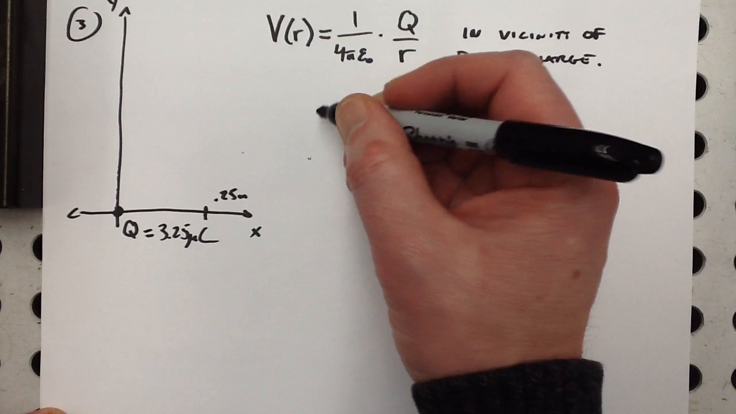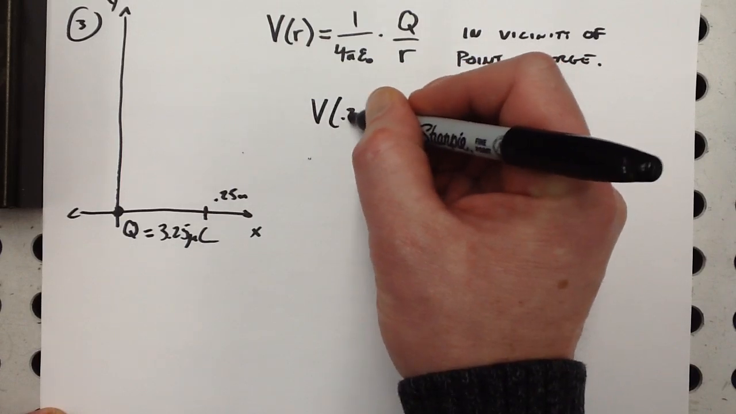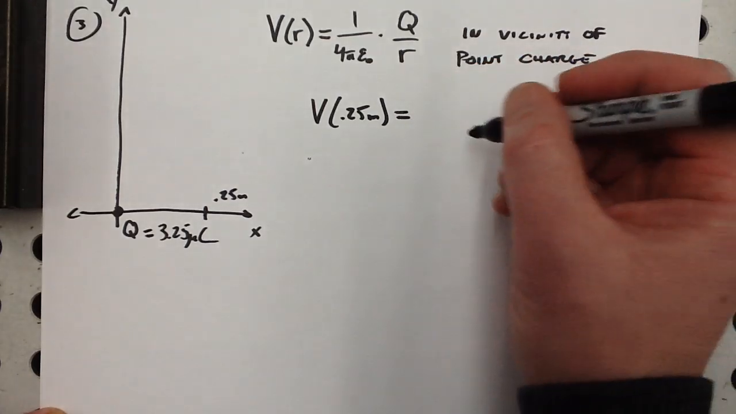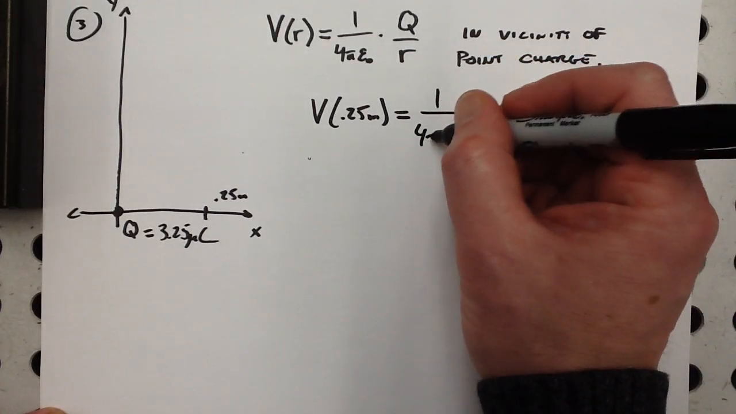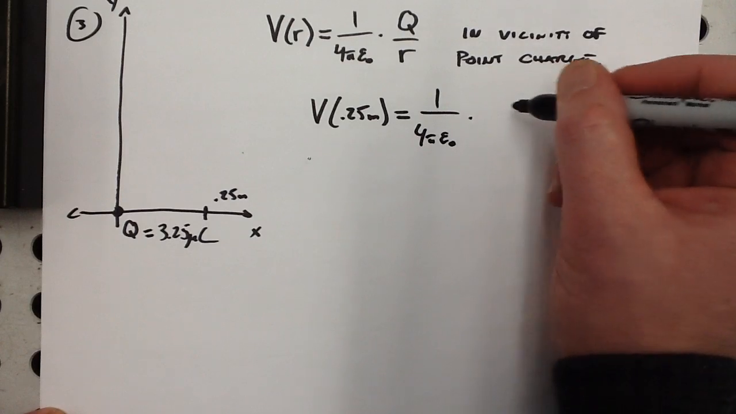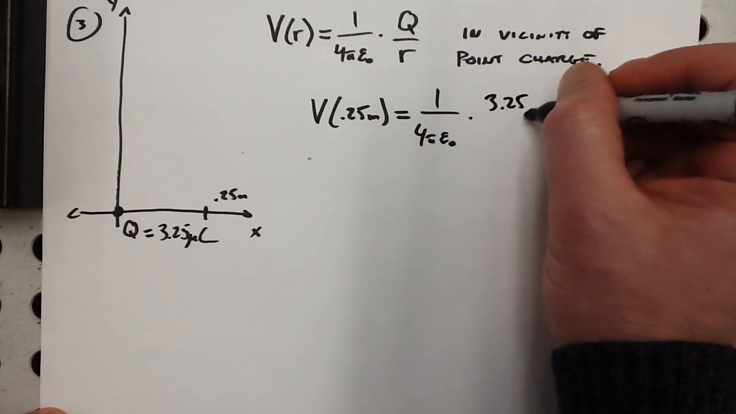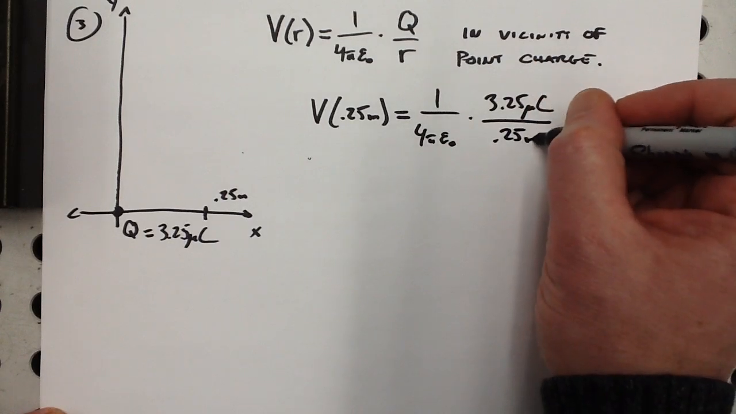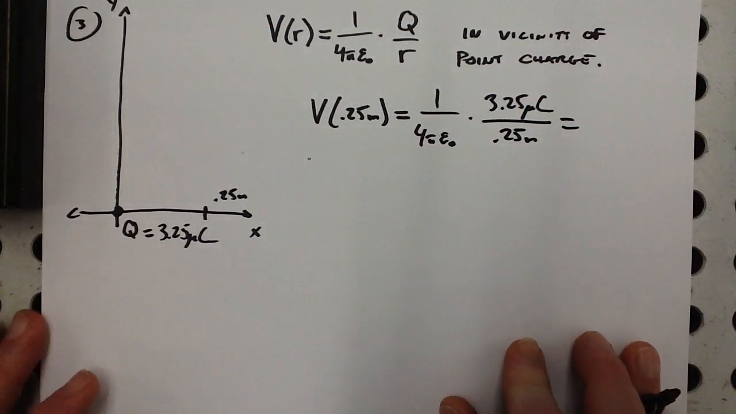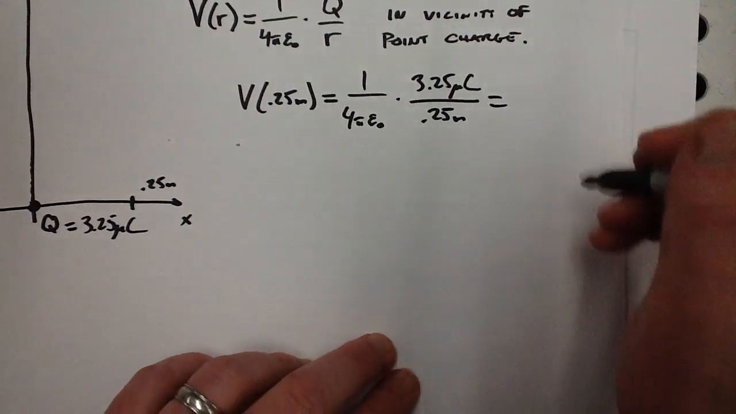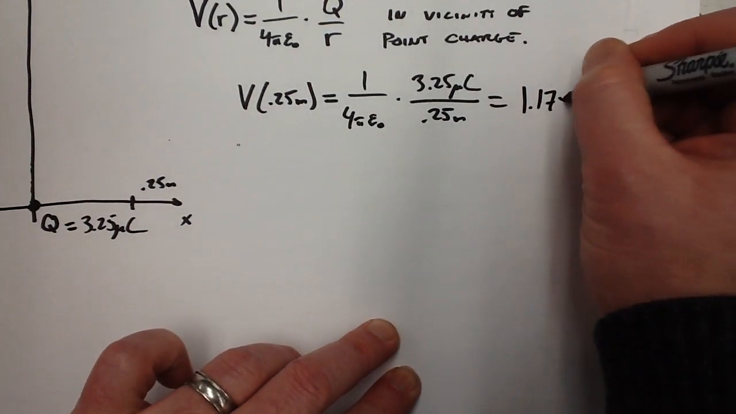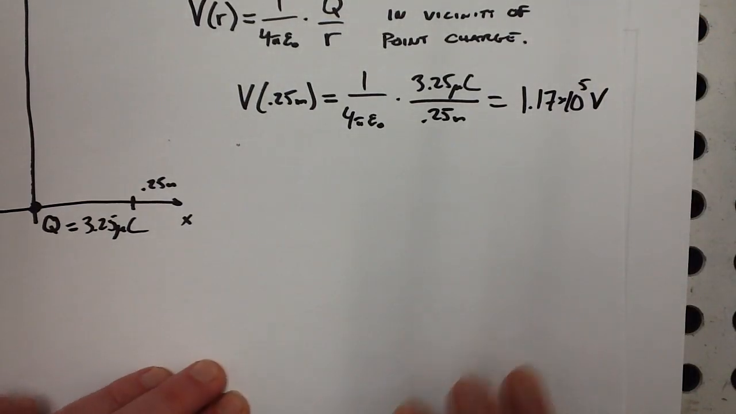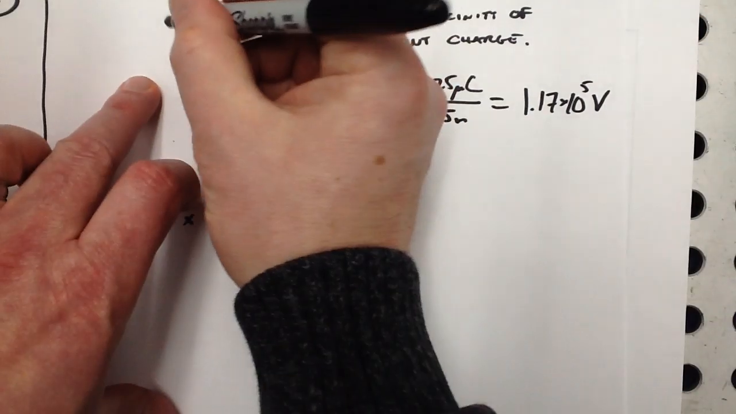Let's go ahead and calculate that. So the electric potential this far away from our point charge is equal to our constant times 3.25 microcoulombs over 0.25 meters. And that's equal to 1.17 times 10 to the 5th volts. That was part A.